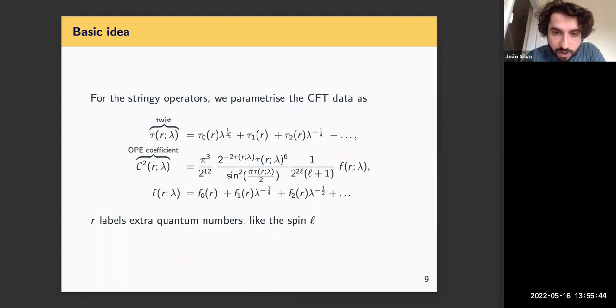So the twist starts at leading order lambda to the power of a quarter times the function tau 0, and then there are corrections to it. And for the OPE coefficients, they will obey this formula. So in particular, they will decay exponentially. We'll derive this, and they can be expressed by a function f, which starts at order lambda to the 0. Just some facts that I'm stating, they are useful to state the main result.